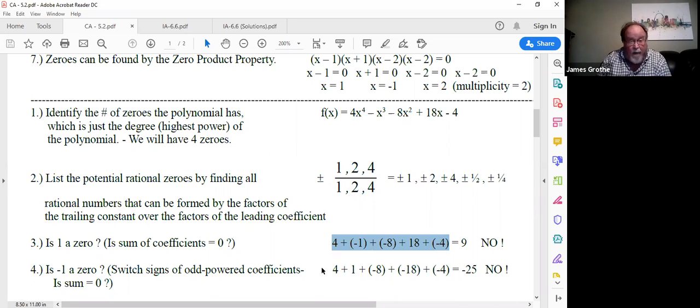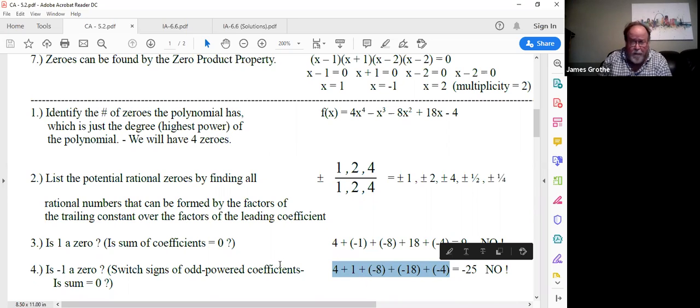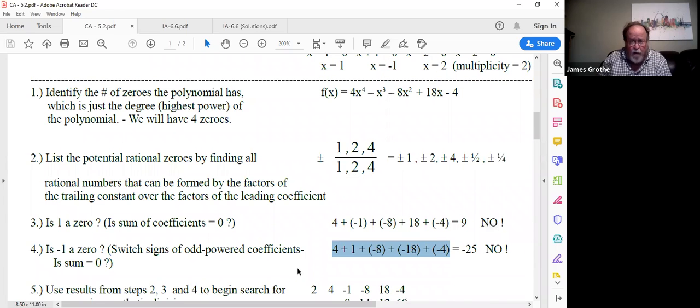For negative real zeros, we go to these coefficients after we switch those odd powers. Here you'll notice we have a sign change from 1 to negative 8. And that's the only sign change. So I know I'm going to have 1 negative real zero as well. All right? So I'm going to have a positive, I'm going to have a negative, and I might have as many as 3 positives as we start looking.